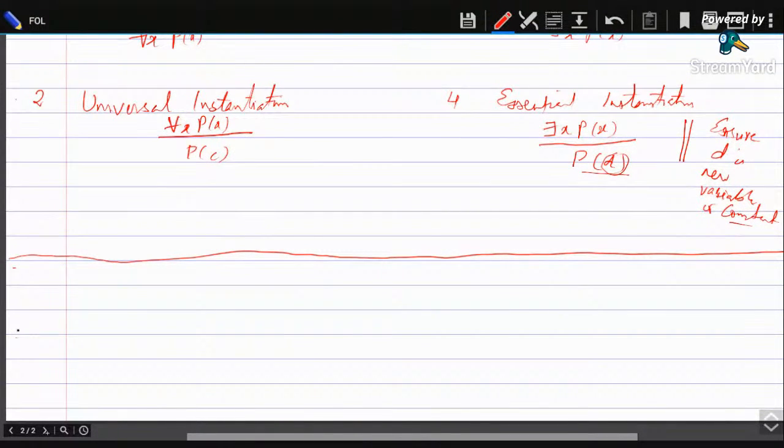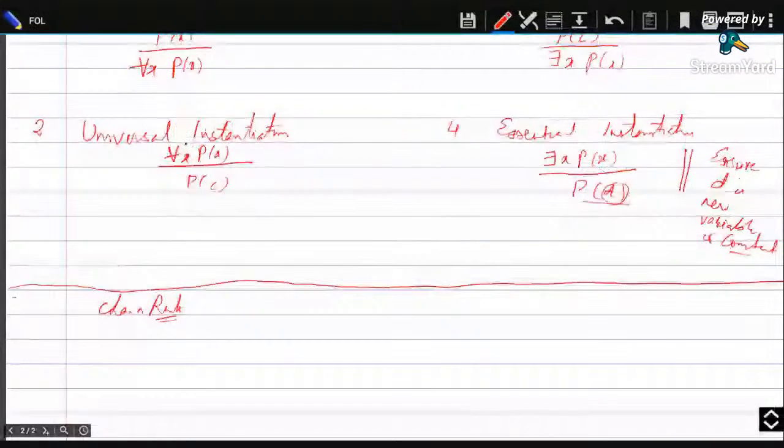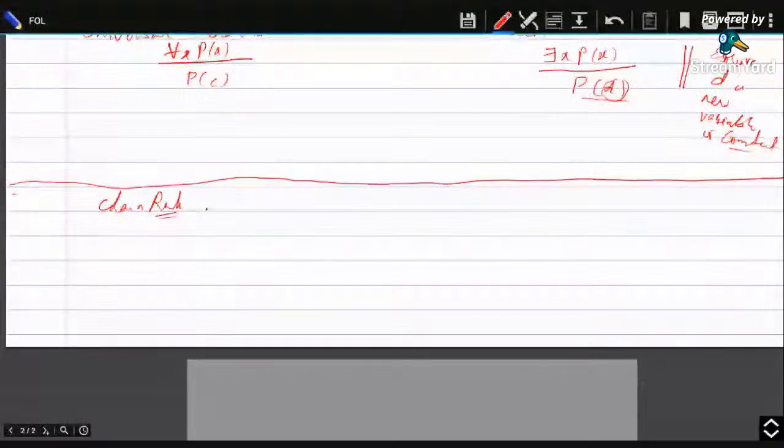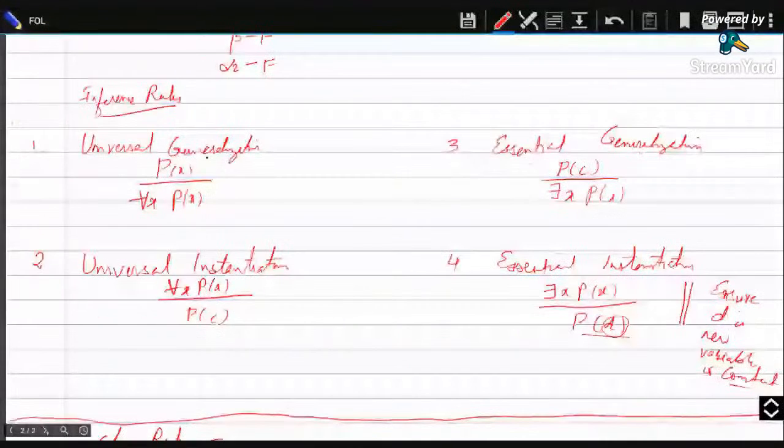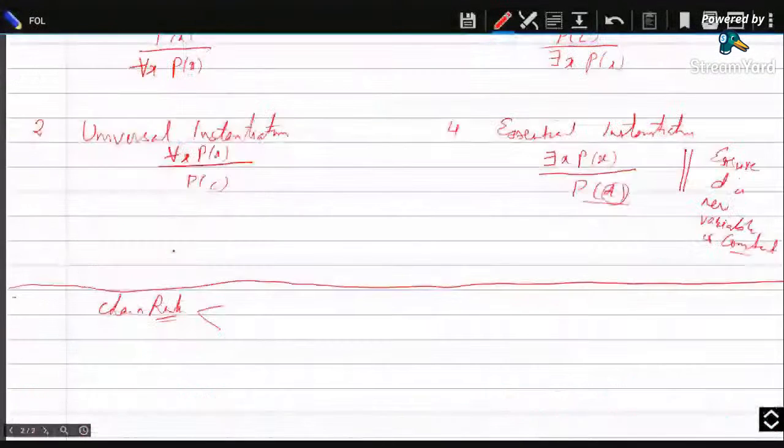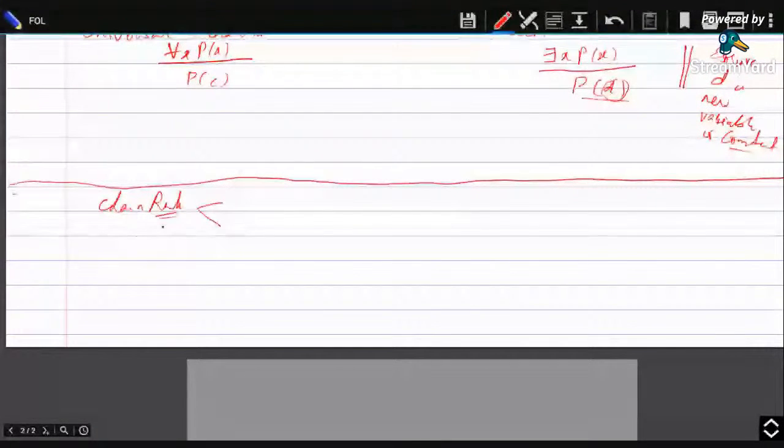So I'm just making it fast. The next thing is something called chain rule, which is a simpler way of solving these things. We use a chain rule. There are many premises given, and these premises can be used to continue working with.